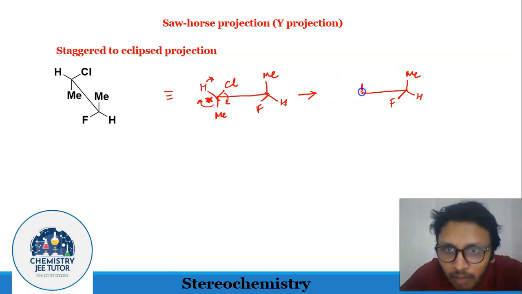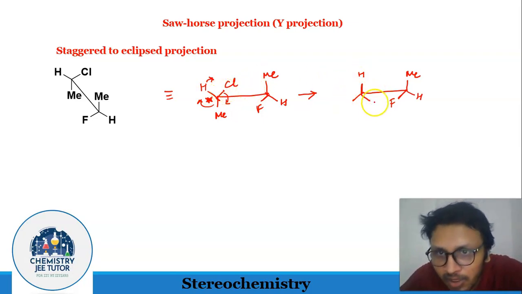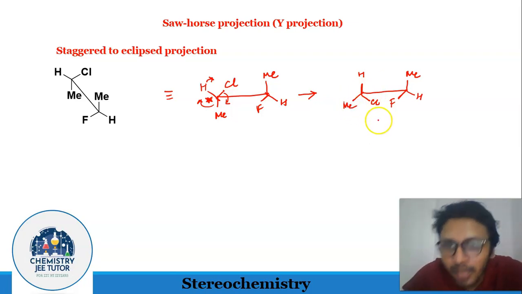See, hydrogen comes here by rotation. So this is a hydrogen. And see, chlorine comes to this position. It was here, and by rotation in the clockwise direction, it came here. Methyl, which was here, goes to this side. This is an eclipse projection.